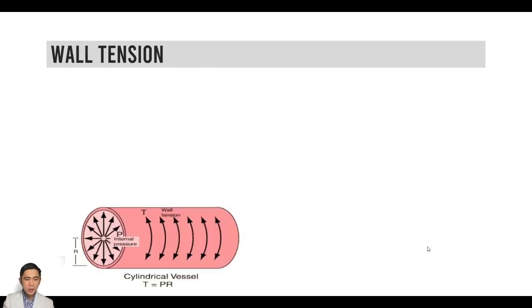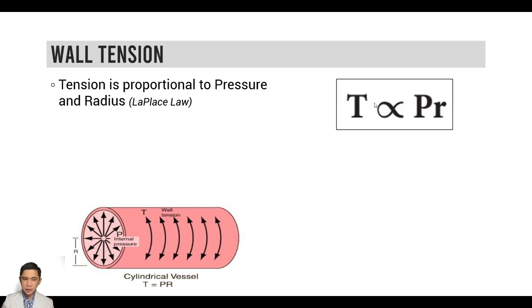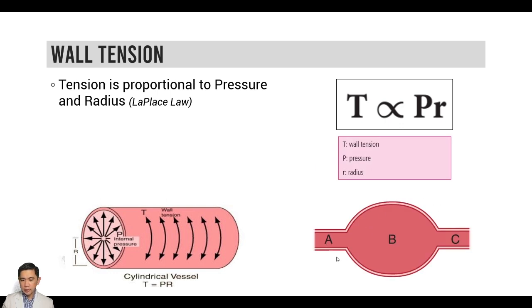Let's talk about wall tension. Laplace's law tells us that tension is proportional to pressure and radius. So the tension of this vessel is proportional to its pressure inside as well as its radius. So tension is proportional to the pressure and radius. So if we have this kind of vessel, we have a vessel which has a lower radius and a vessel which has a higher radius. So we can safely say that segment B of this vessel has a higher tension than segment A because of this equation.